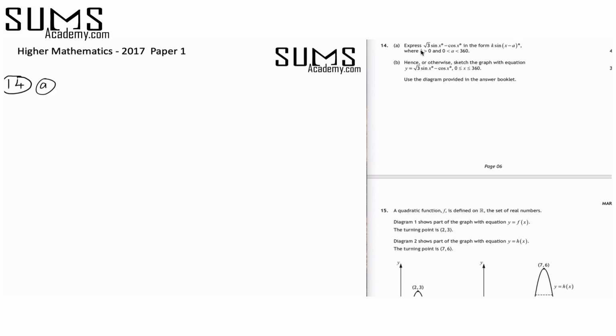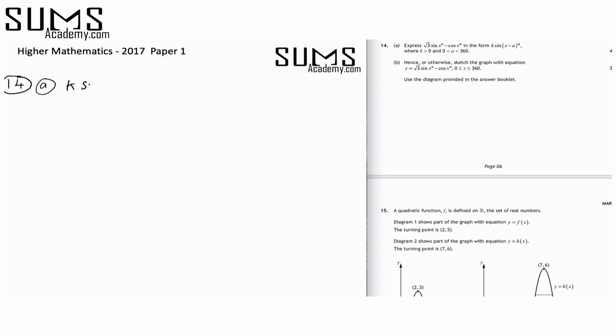So question 14: express root 3 sine x minus cos x in the form k sine (x minus a), where k is greater than 0 and a lies between 0 and 360. This is a wave function question. What we're going to need to do is expand this expression with the correct terms, and then find the coefficients. First of all, we'll expand this expression.